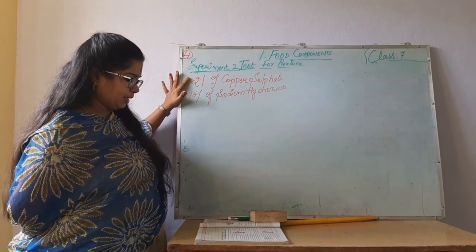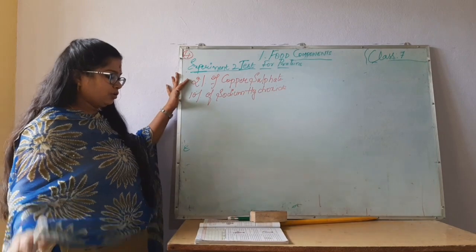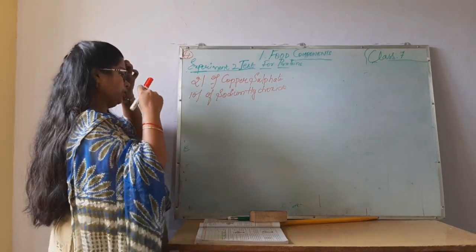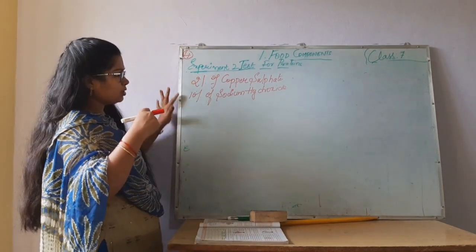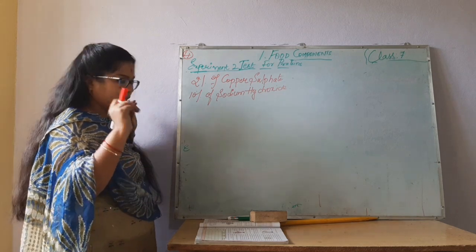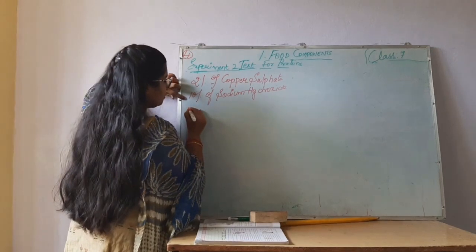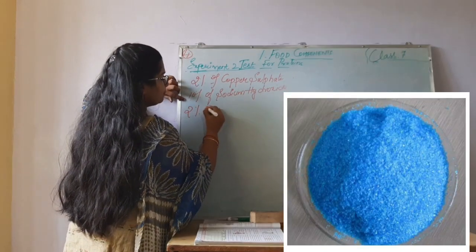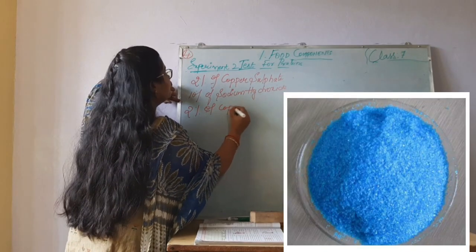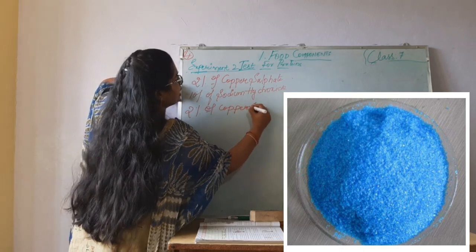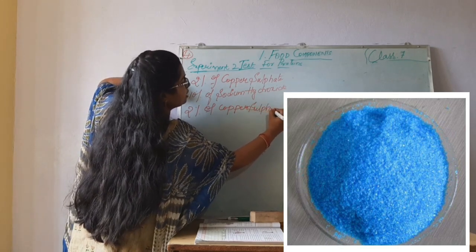2% of copper sulfate. What you need? 2% copper sulfate solution you have to make. So to make these solutions, you need to follow something. I'll tell you. Please note down very carefully. First, you will go with 2% copper sulfate. Copper sulfate will be blue in color. Actually, they are in the form of crystals like your salt and sugar.